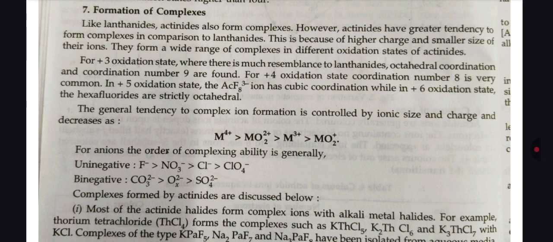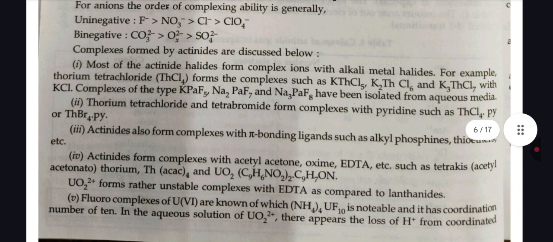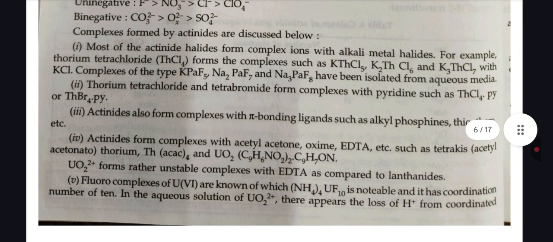In the +5 oxidation state, the AcF8 3- ion has cubic coordination. With the +6 oxidation state, the hexafluorides are strictly octahedral. The general tendency to complex ion formation is controlled by ionic size and charge and decreases as M4+ > MO2 2+ > M3+ > MO2+. For an ion, the order of complexing ability is generally, for uninegative ions, F- > NO3- > Cl- > ClO4-, and for binegative ions, CO3 2- > Ox 2- > SO4 2-.